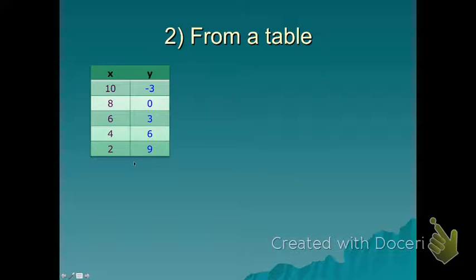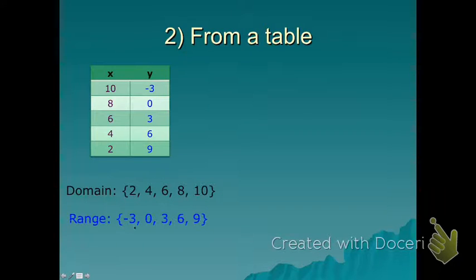So our domain, again, is going to be the x values, and they have to be in increasing order. So our domain is 2, 4, 6, 8, and 10. Our range is going to be the y values, and they have to be in increasing order. So as we look over here, you can tell that they're going in increasing order. So our range is going to be -3, 0, 3, 6, and 9.